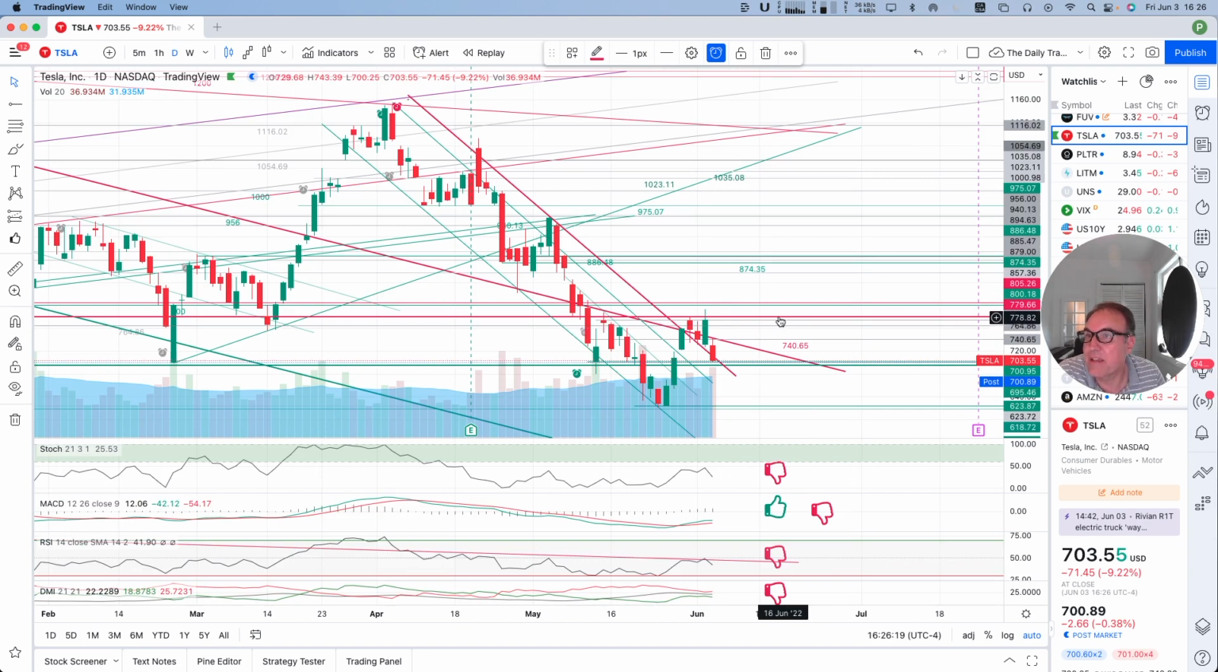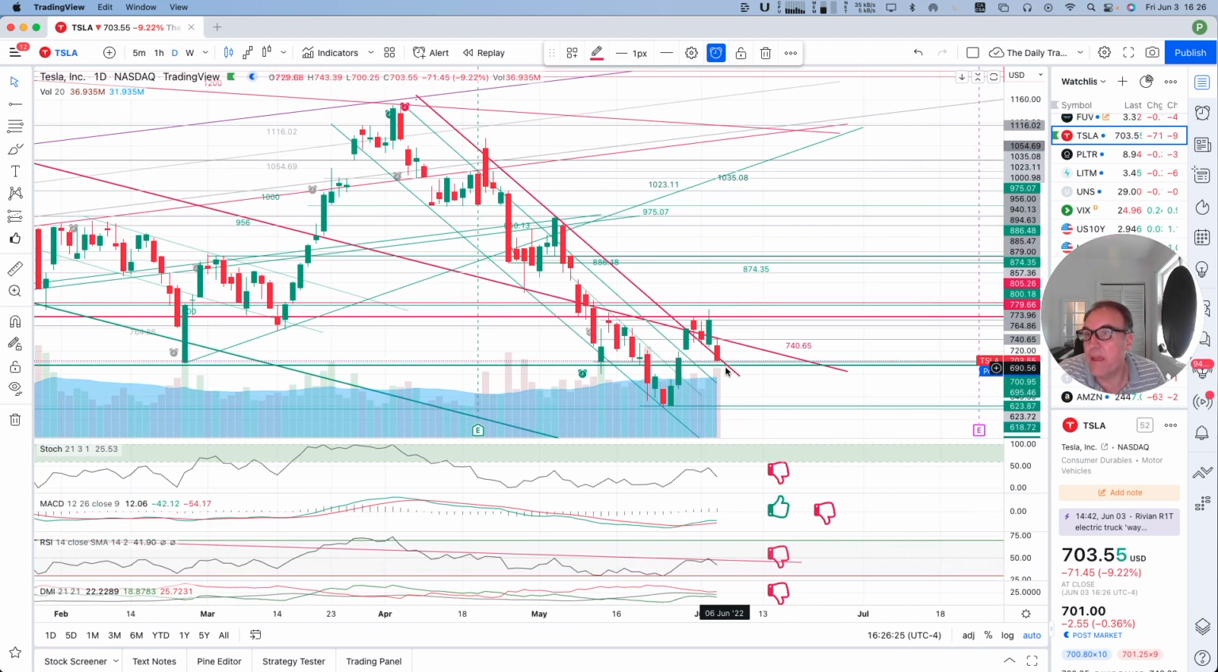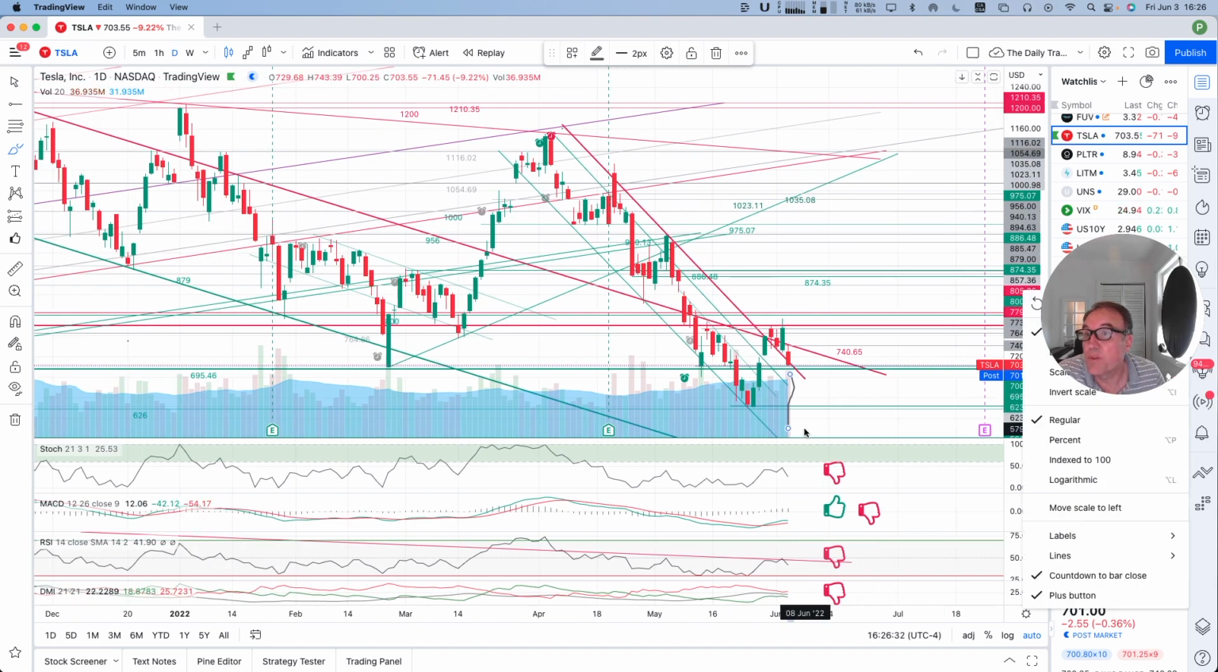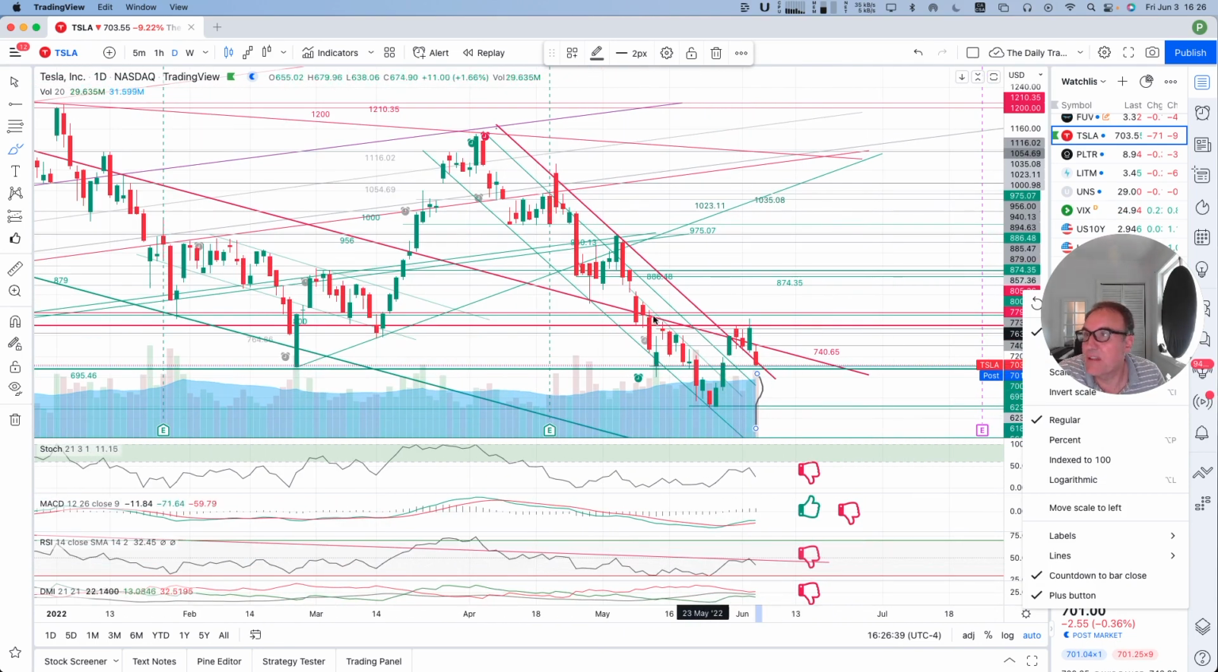It seems like we are maybe entering into a congestion zone. So it's entirely possible. So check for 695.46. If we break that, then we are definitely going lower. And we could go as low as 550 or so, even lower than that. So 695 is quite important to check.